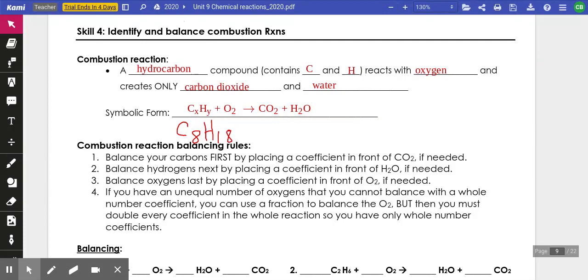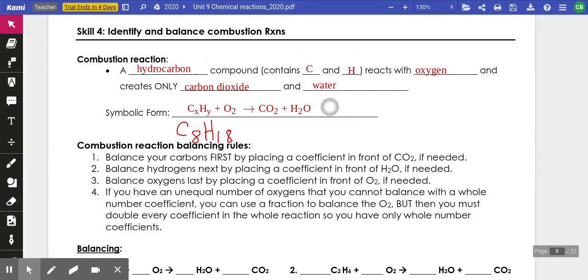So we did talk about combustion reactions briefly in our unit on organic chemistry, but for now, let's just do a quick repeat on what a combustion reaction is. A combustion reaction is one that takes a hydrocarbon, meaning something that has carbon and hydrogen, and reacts it with oxygen in order to form two things, carbon dioxide and water. That is all a combustion reaction is, and you should just be able to identify it.